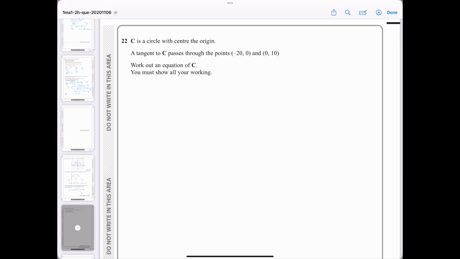Right, C is a circle with a centre O, the origin. So that means that if we did a little drawing, it's not beautiful, is it? That would mean that a tangent to C passes through the points, I'll work that out in a minute. So let's just draw a little circle.